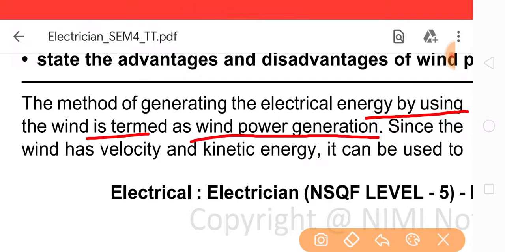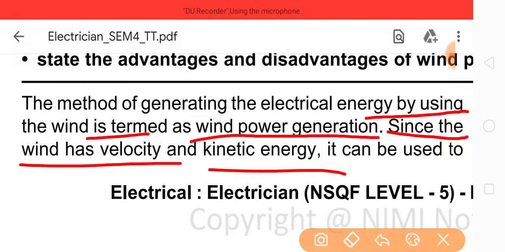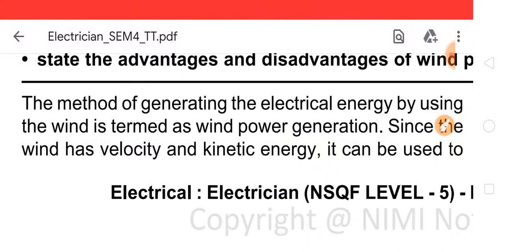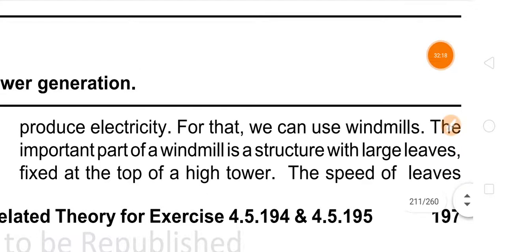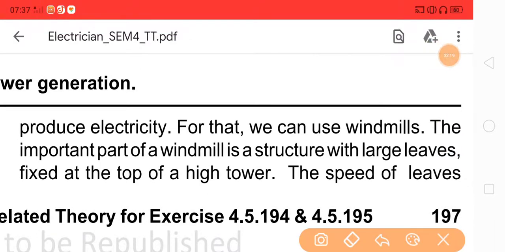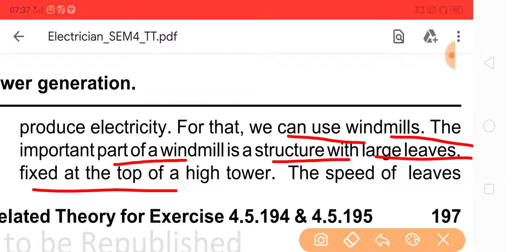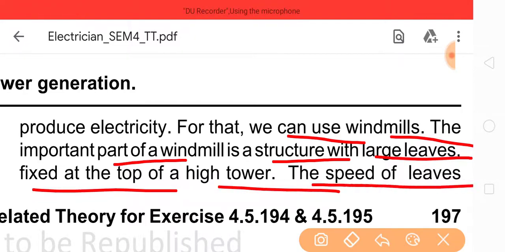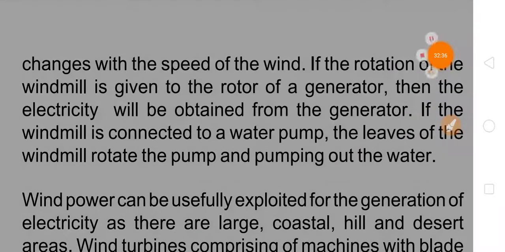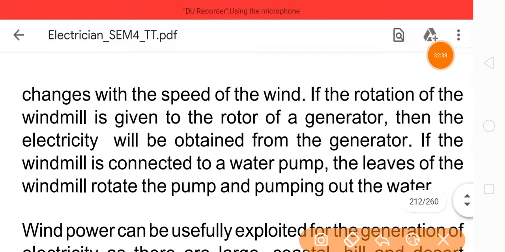Since the wind has velocity and kinetic energy, it can be used to produce electricity. For that, we can use windmills. The important part of a windmill is its structure, with large leaves fixed at the top of a high tower. The speed of the leaves changes with the speed of the wind.